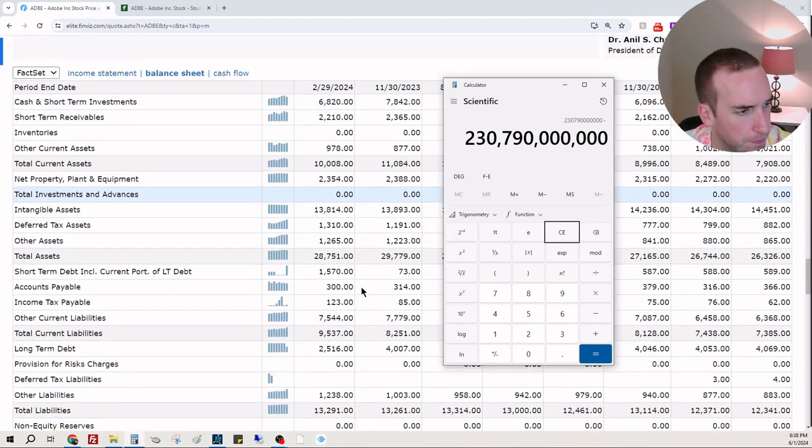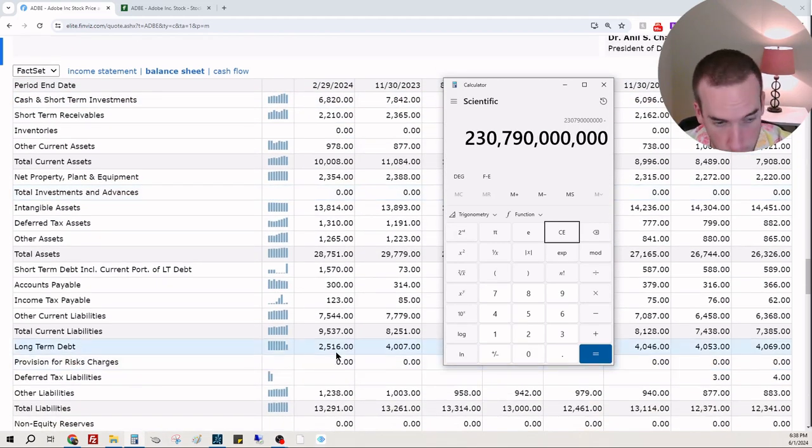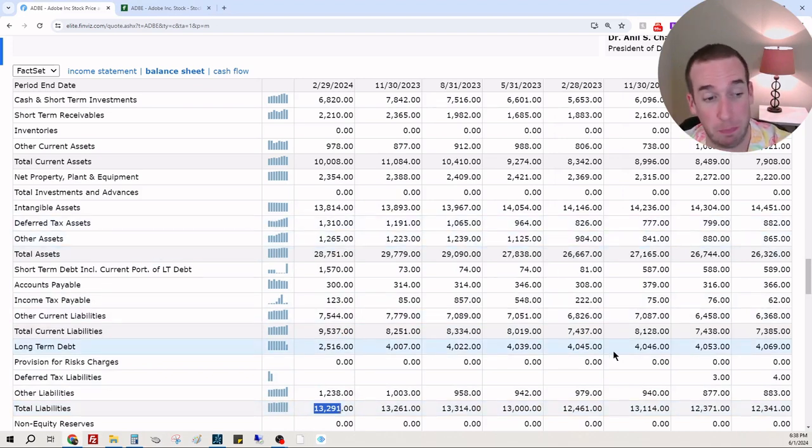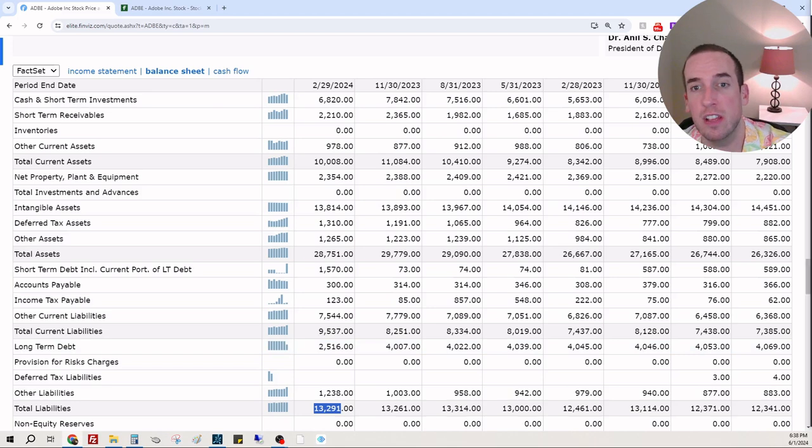Total debt, not that much. 2 billion minus 2 billion, 560 million. And just really quick, total assets 28.7 bill. Total liabilities 13.2 bill. That is beautiful. Their assets dwarf liabilities more than 2 to 1. So for every liability they have an asset, which is muy bien.